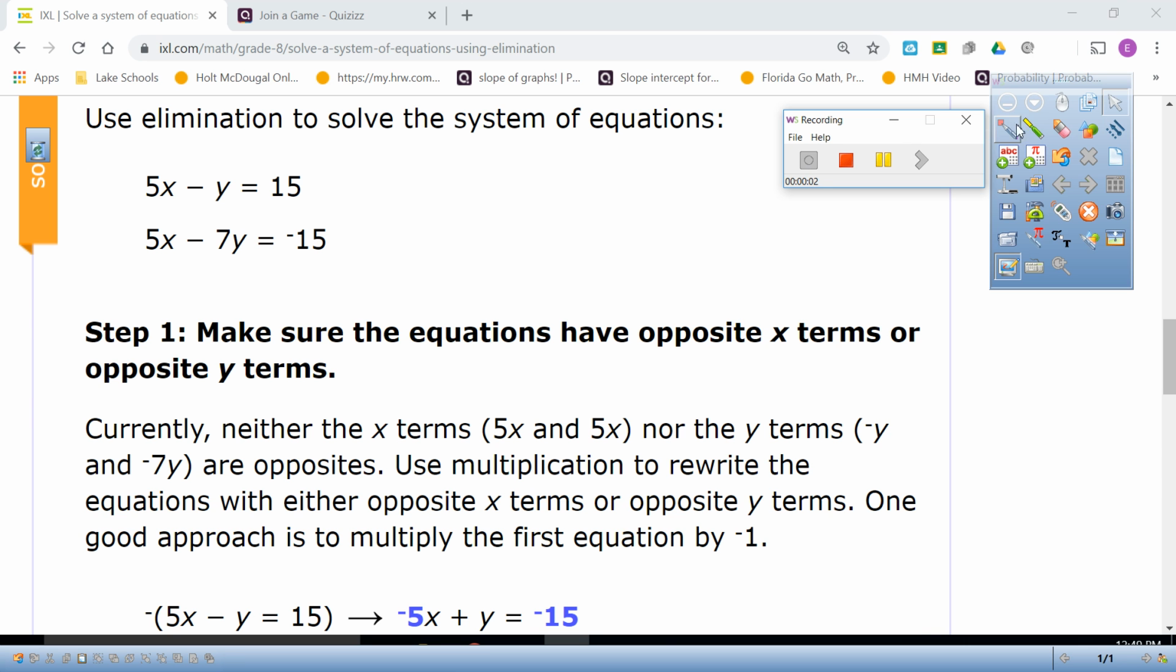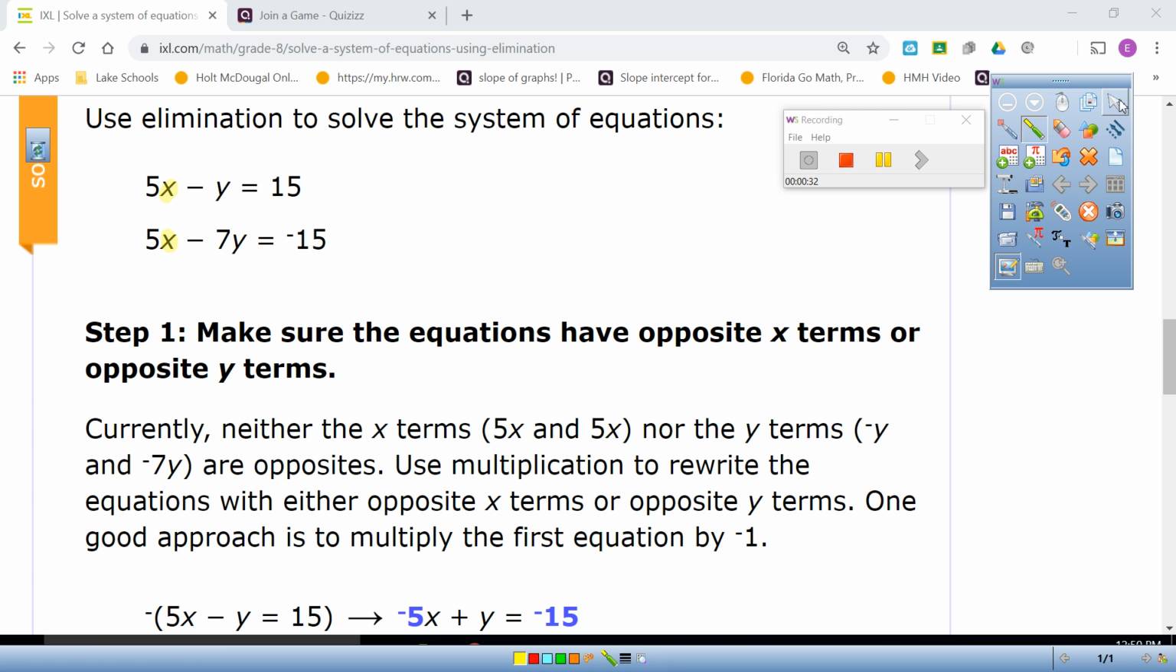Okay, we're using elimination to solve. You notice that we have an x and we have a y. What we want to do is make sure that either the x or the y can eliminate when we combine these two equations. Currently, neither the x terms nor the y terms are opposite. So what we want to do is take this positive 5x and make it a negative 5x, so that way these will eliminate.